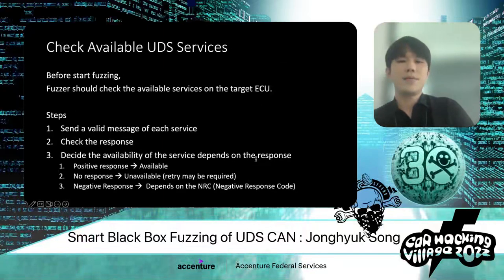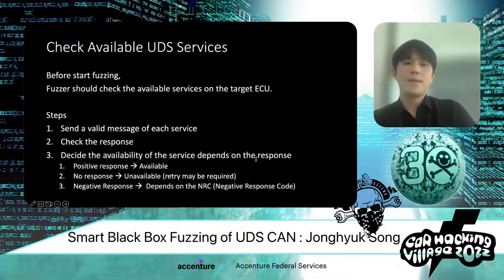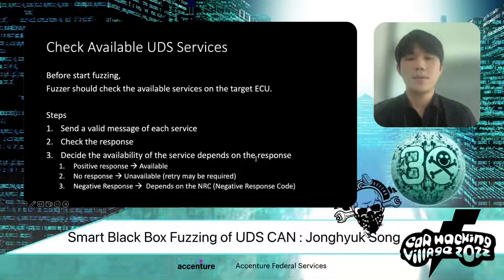So before starting fuzzing, the fuzzer should check the available services on the target. To check the available services, first, the fuzzer sends a valid CAN message for each UDS service. This valid message is a request that the ECU must send a response to. Second, the fuzzer checks the response to the request. Then the fuzzer decides the availability of the service depending on the response. If it is a positive response, the service is available. Or if there is no response, the service is unavailable.